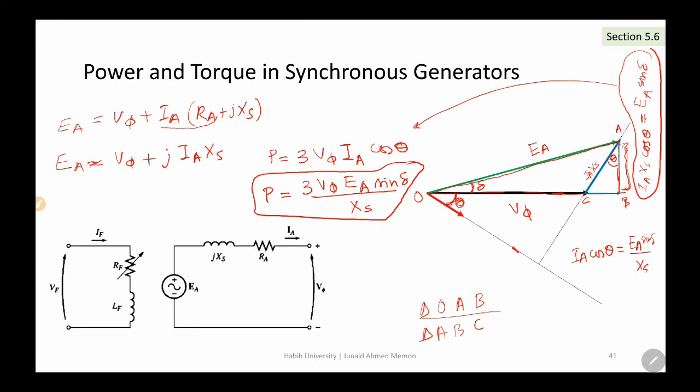This is a very important equation. This is the power output, P out, and also P conversion, because when we assume that RA is equal to 0, P out is equal to P conversion. Sigma is known as the torque angle of the machine.